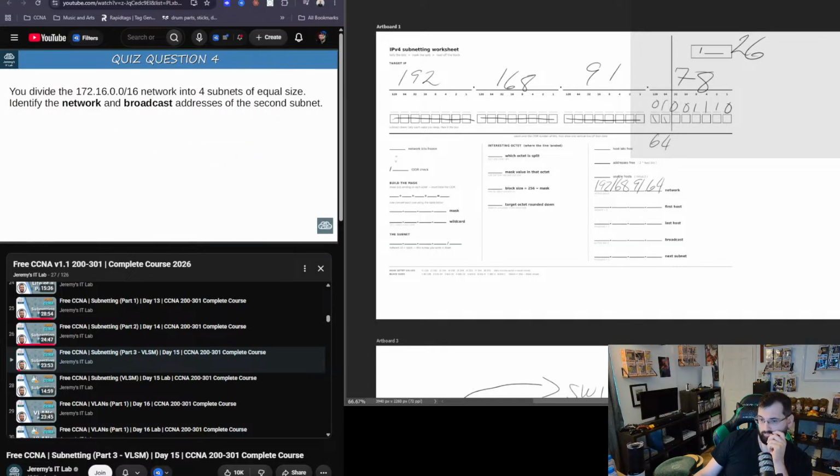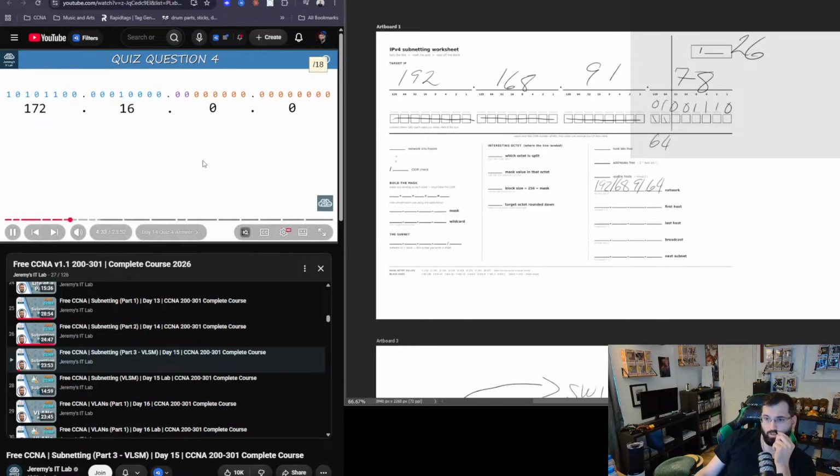You divide the network 172.16.0.0/16 into 4 subnets of equal size. Identify the network and broadcast addresses of the second subnet. So the first step to solving this question is to determine the prefix length we must use. To divide the network into 4 subnets of equal size, we have to borrow 2 bits, because 2 to the power of 2 is 4.